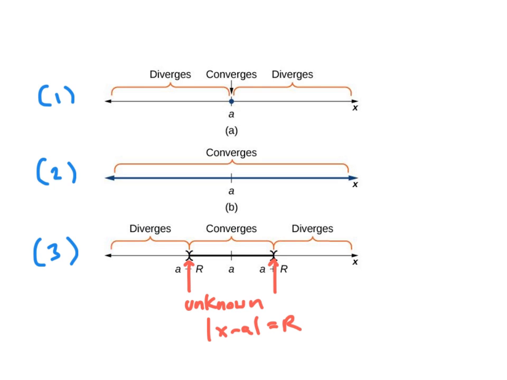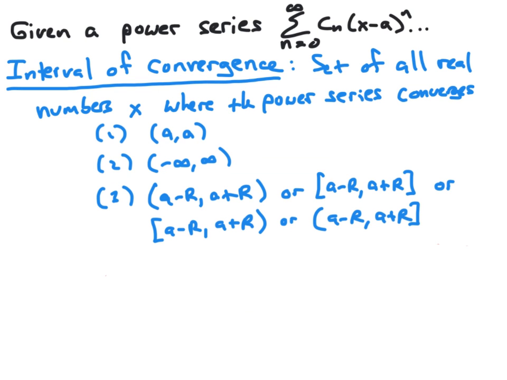Now that we've seen that every power series converges in one of these three ways, either at a single point, at all real numbers, or at some interval around the center of our power series, we can discuss more formally the set of real numbers for which our power series converges, and we give this set a name. Given any power series, we define the interval of convergence to be the set of all real numbers x where the power series converges.